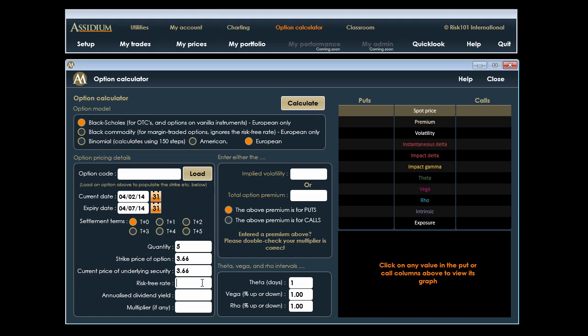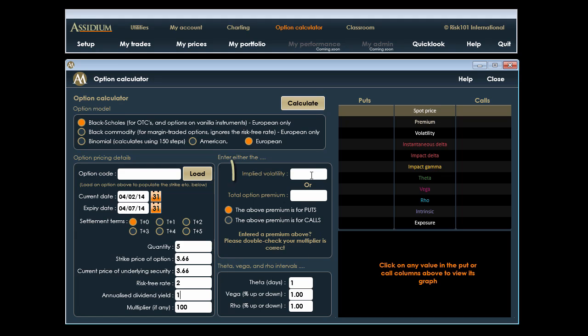The risk-free rate is 2%. Let's assume that the expected dividend yield for the year is 1%. Each option contract gives us the right to buy 100 shares. That is the option multiplier, and I enter it in this field. If this field is left blank, a multiplier of 1 is assumed.